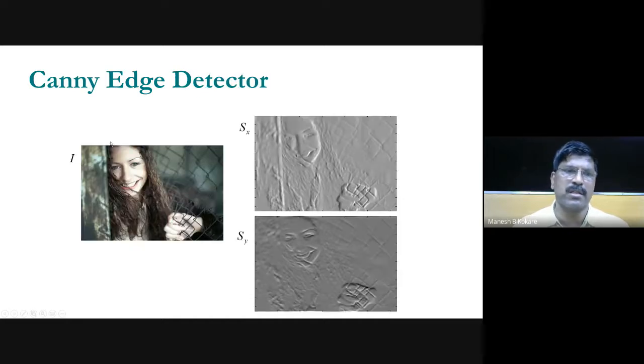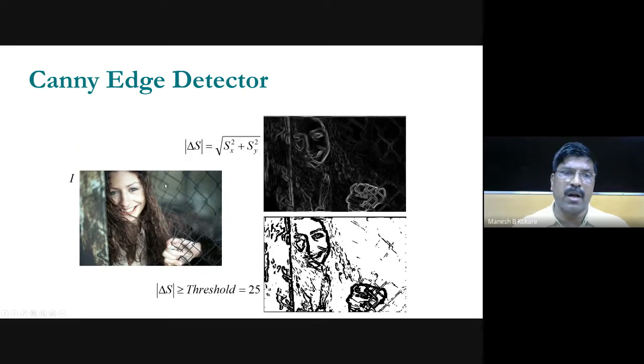Here this is the original image I, this is the Sx component, the horizontal or x-directional derivative after noise removal, and this is the Sy component, the y-direction component. If you take the magnitude of Sx and Sy, you get the edge detected image like this, and if you set some threshold value, you get the edge detection like this. The threshold value here is greater than 25.